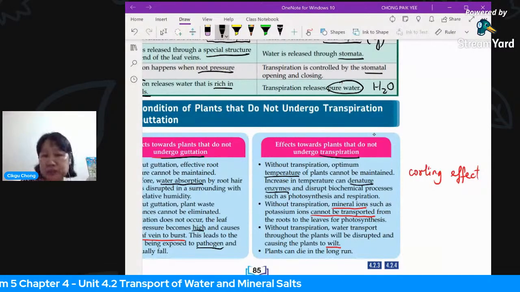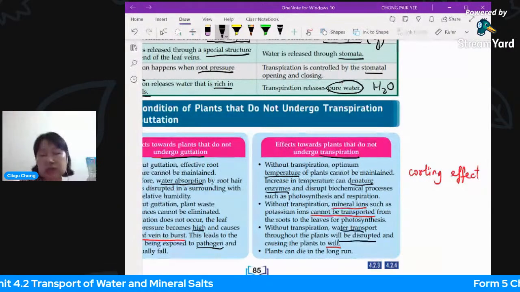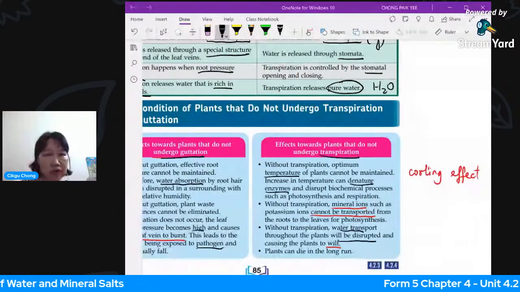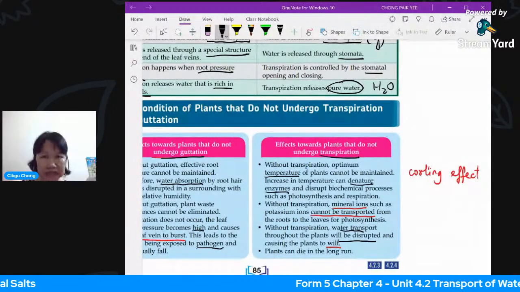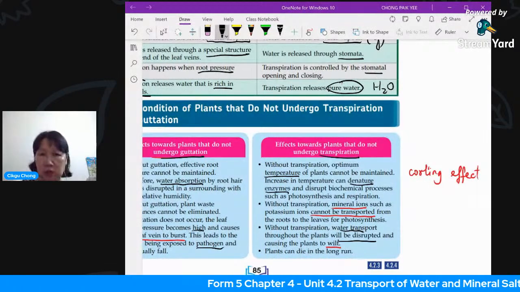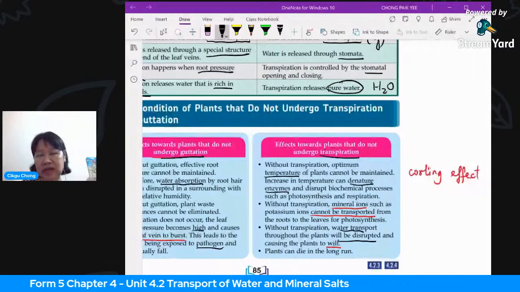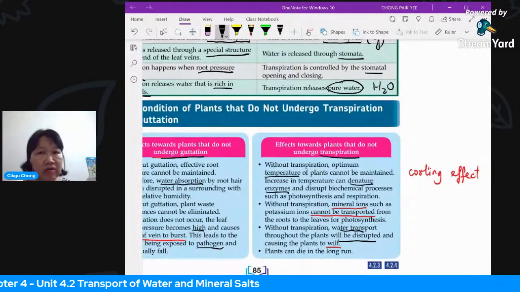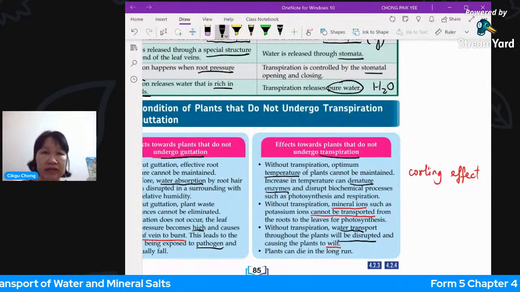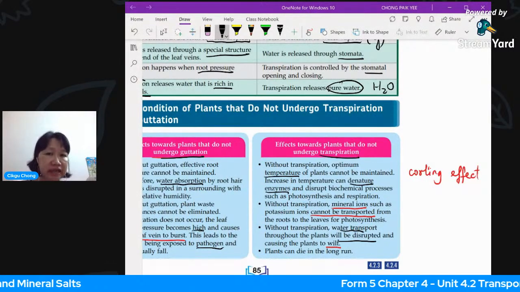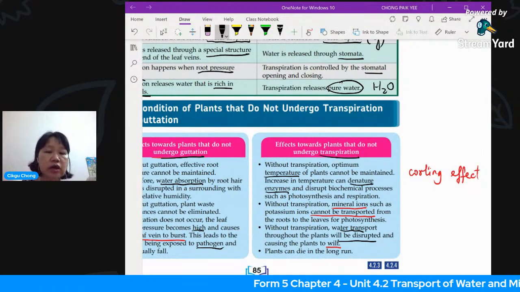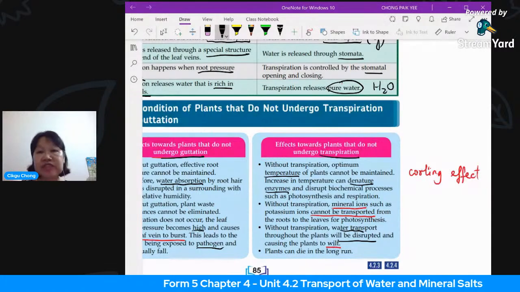So actually, transpiration is good. Don't think that losing water is bad. There will be a lot of water in the ground. As long as there is transpiration, the water in the ground will always be continuously replacing the water that's lost. Unless, of course, we're talking about musim kemarau, which is drought. If it's drought, then some of the plants can actually die because the water in the soil is actually being finished already.